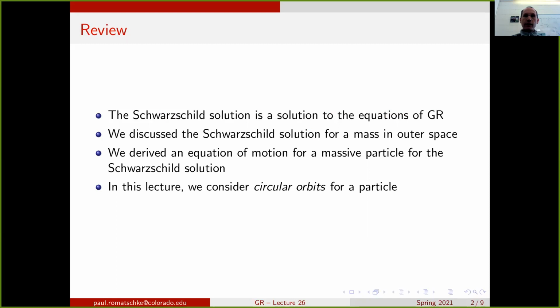So in this lecture, I want to specify the motion that we want to consider. Namely, we want to consider circular orbits for a particle in the Schwarzschild metric. You can think that this is equivalent to having, for instance, a satellite orbiting Earth or something like this, because the Schwarzschild solution is giving us the gravitational field of a body in empty space. And then we have some test mass, and we'll consider circular orbits of this particular test mass. When we do so, we will find solutions to our GR equations of motion for this circular orbit, and we can compare that to the corresponding result from Newtonian gravity.